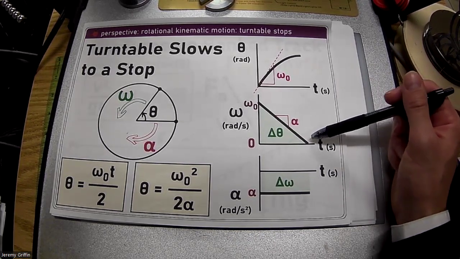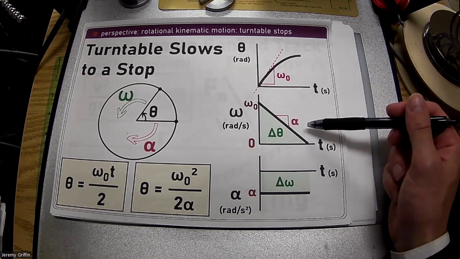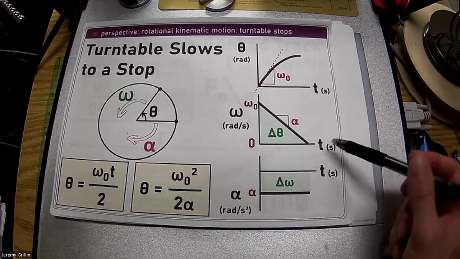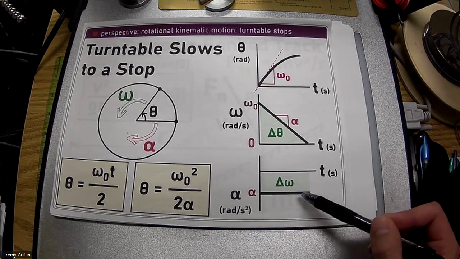Okay, so get that, right? And the slope of that represents angular acceleration, which is, like I just said, a constant value. Therefore, alpha versus t is constant. It'd be negative, slowing down. Okay.